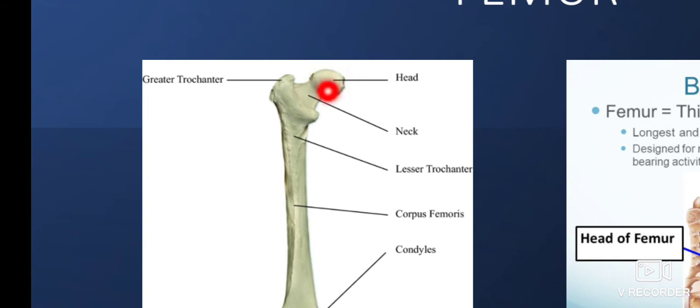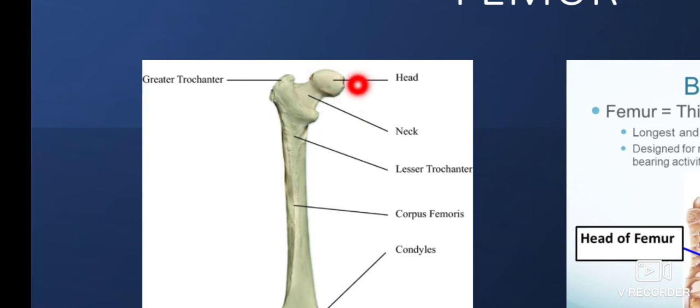This is articulating with the acetabulum to form the hip joint. Since this is an articular surface, it is covered by hyaline cartilage. All the articular surfaces in a synovial joint are covered by hyaline cartilage. So this surface is also covered by hyaline cartilage, and it articulates with the acetabulum to form the hip joint.